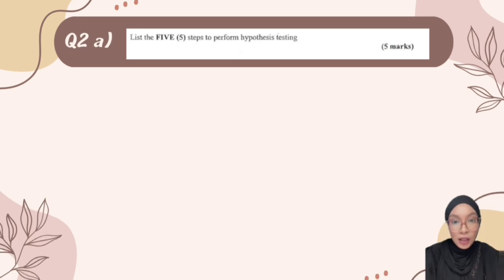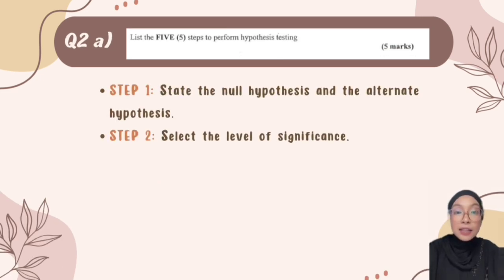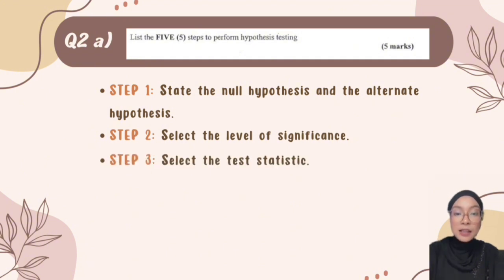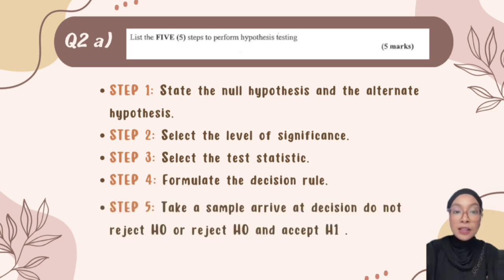Next, question 2a. The first step is to state the null hypothesis and the alternate hypothesis. The second step is to select the level of significance. The third step is to select the test statistic. The next step is to formulate the decision rule. And the last step is to take a sample, arrive at a decision, do not reject H0 or reject H0 and accept H1.